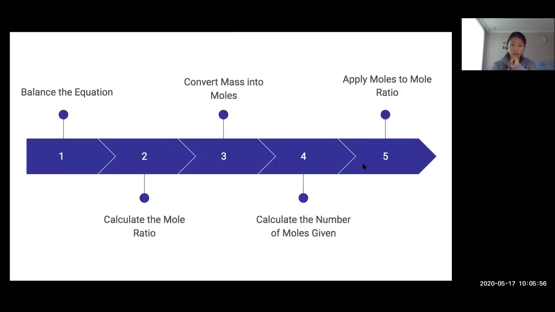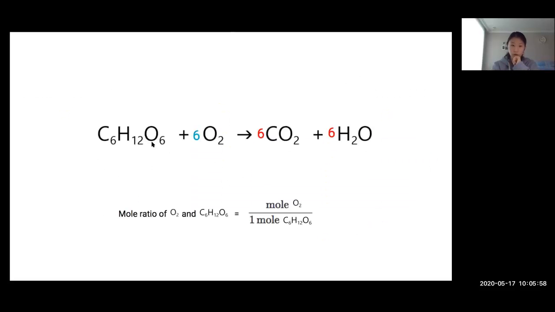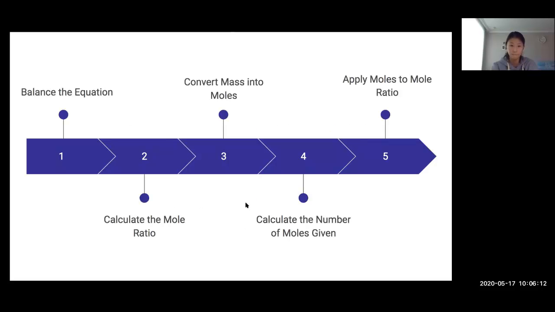Second step is to calculate the mole ratio. Again, for every C6H12O6 molecule, we have 6 O2 molecules. So that would give us a ratio of 6. Number 3, convert the mass into moles.